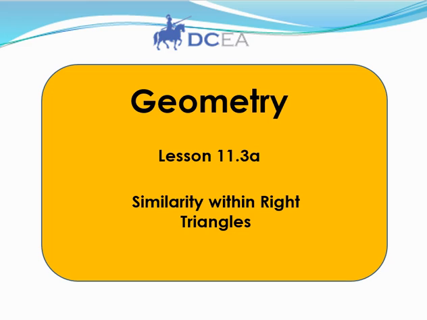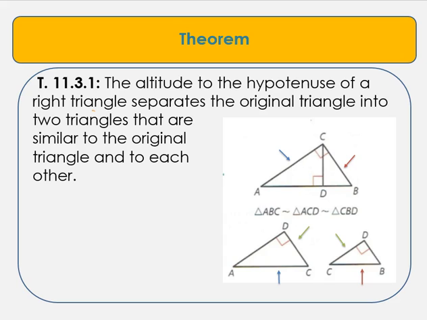Moving on to Geometry Lesson 11.3a, we'll be working with similarity in triangles, but within right triangles. Theorem 11.3.1. Right triangles have several unique characteristics. Their side lengths are described by the Pythagorean theorem, a squared plus b squared equals c squared.